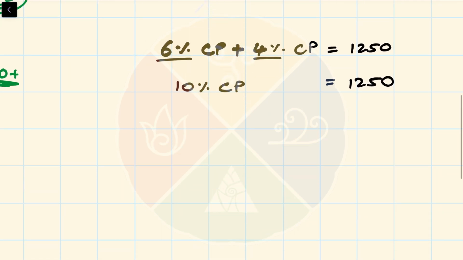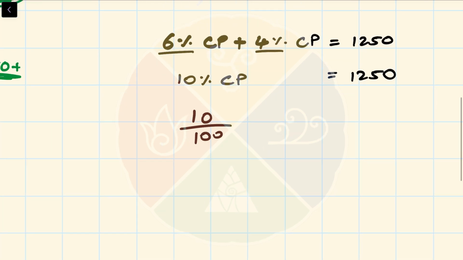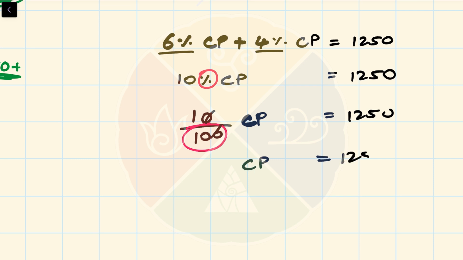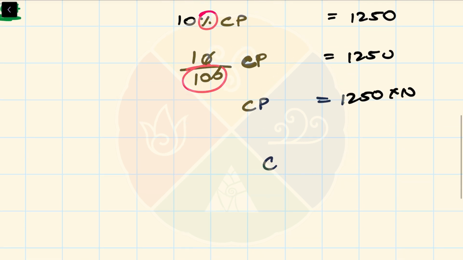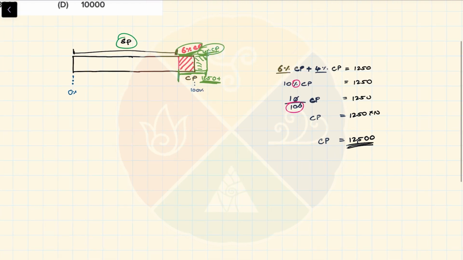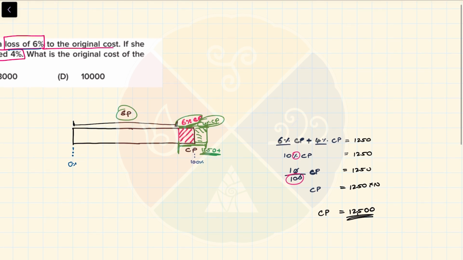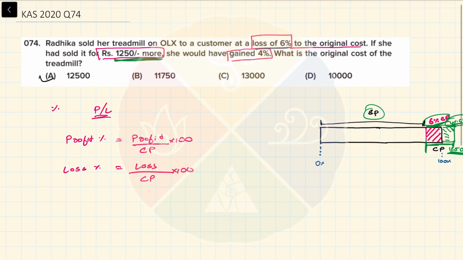And to convert percentage into real life, 10 by 100, all the percentages, you simply have to do division by 100, into cost price is equal to 1250. Cost price will be 1250 into 10, or I can say that the cost price is going to be 12500. So that's the actual cost price, 12,500 rupees. They're asking for the cost price, right? Yeah, the answer is A.